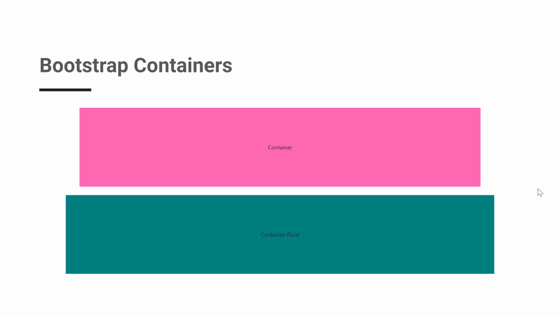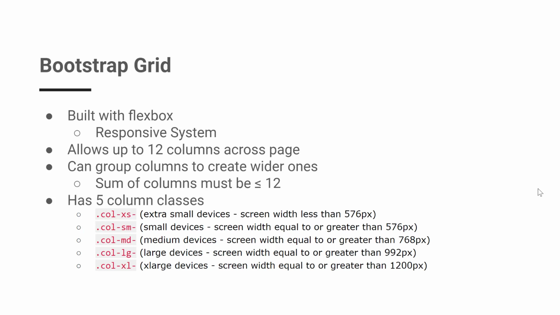Here we saw this example already, but here again you can see we have our container and then a container fluid. It's a little hard to see the actual width of the browser here. So one thing that's really cool in Bootstrap is there's actually a grid system that we can use. It's built with Flexbox. If you're not sure what Flexbox is, this just essentially allows for responsiveness to a web page, and it allows up to 12 columns across the page, and we can actually group these columns together to create wider ones. We just have to make sure that the sum of the columns does not exceed 12.